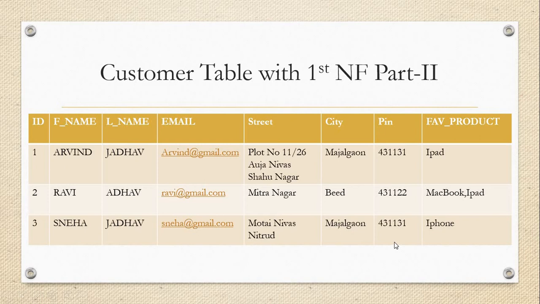If we are trying to update the address of Ravi Yadav, is it possible? Yes, we can update the street. If you want to update the city, we can easily update it. If you want to update the pin, we can easily do that. Can I say that this pin number is atomic? Yes. Can I say that these cities are atomic? Yes, we can say that. So that means we are applying the logic of first normal form, where needed.